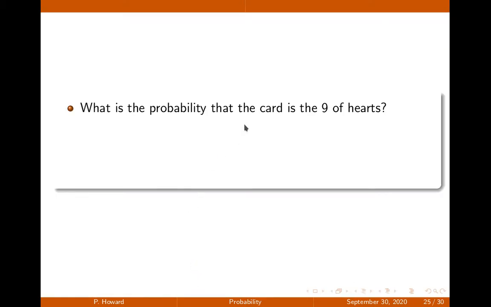What's the probability that the card is the 9 of hearts? Well, out of the 52 possibilities, only 1 is the 9 of hearts. The probability is 1/52.